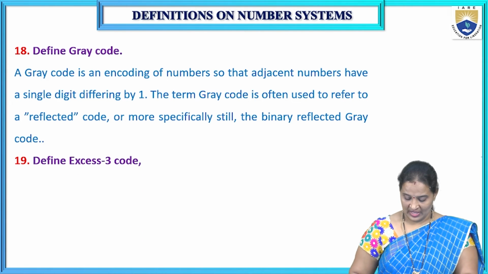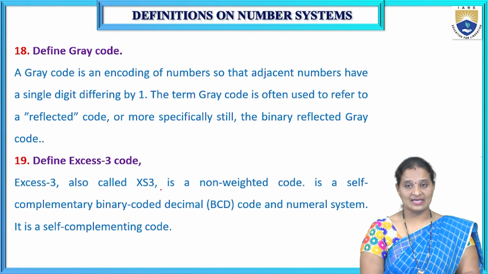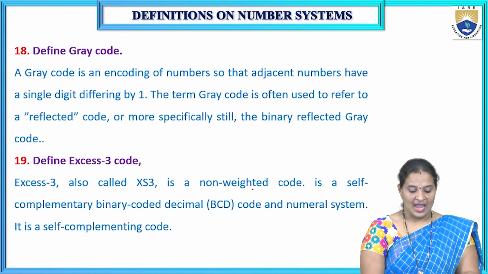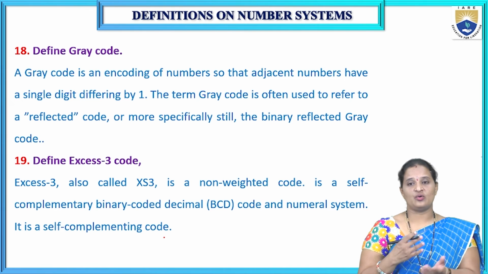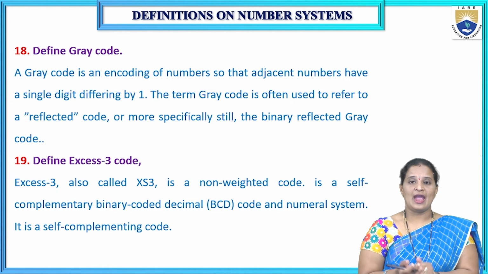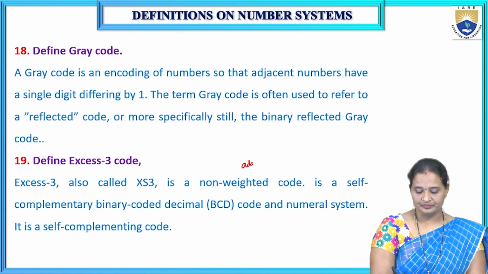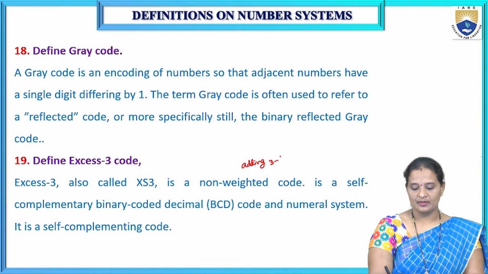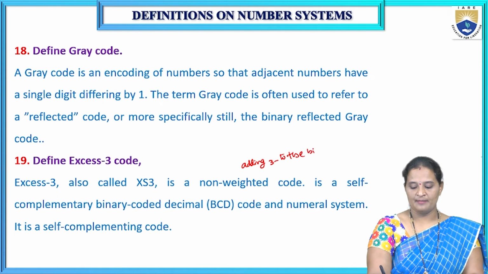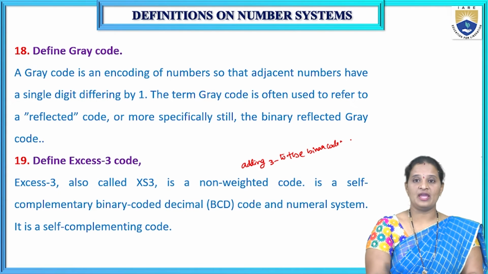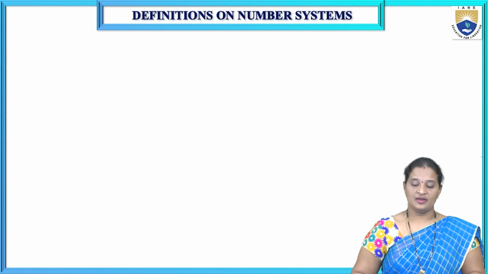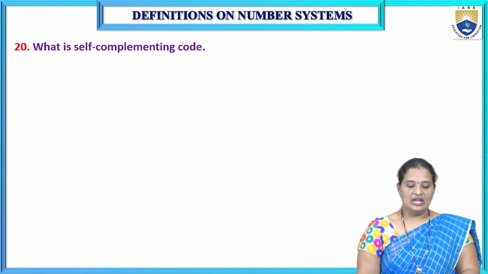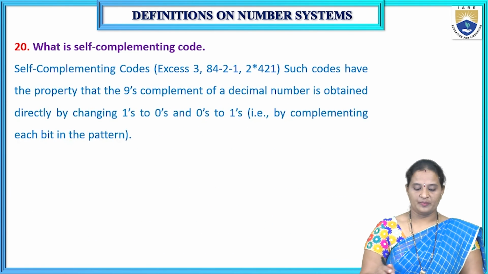Define XS3 code. The XS3 code is a non-weighted code and a self-complementary binary coded decimal code. It is also called a self-complementing code, and it can be obtained simply by adding 3 to the binary code. So you can obtain the XS3 code for any number by simply adding 3 to each digit in the given binary representation.